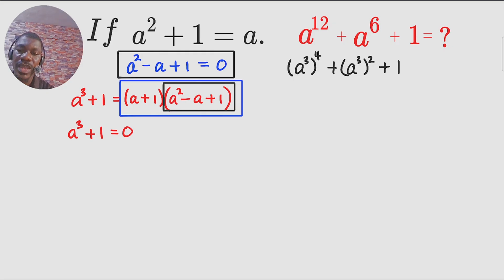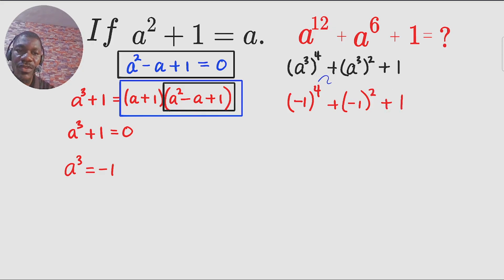And if a raised to 3 plus 1 equals 0, it also implies that when we subtract 1 from both sides of the equation, we end up having a raised to 3 equals negative 1. Now that I've gotten the value of a raised to 3, which is negative 1, all we need to do at this point is to plug in negative 1 here, and negative 1 here, then we find our result. So here we have negative 1 all raised to 4, then plus negative 1 all raised to 2, then plus 1.